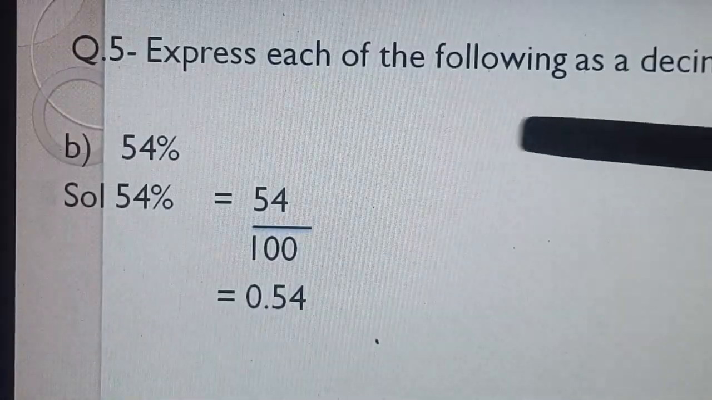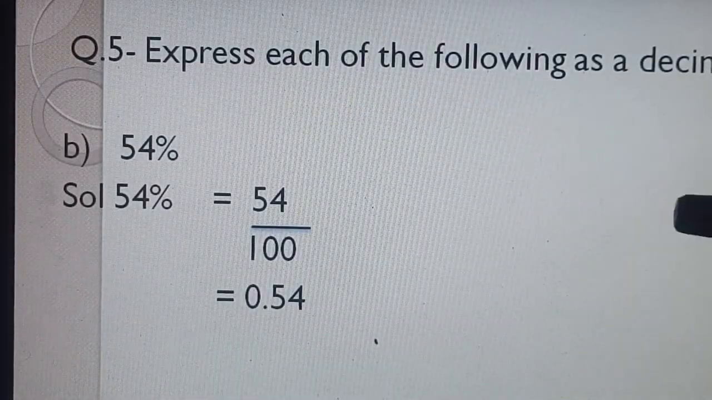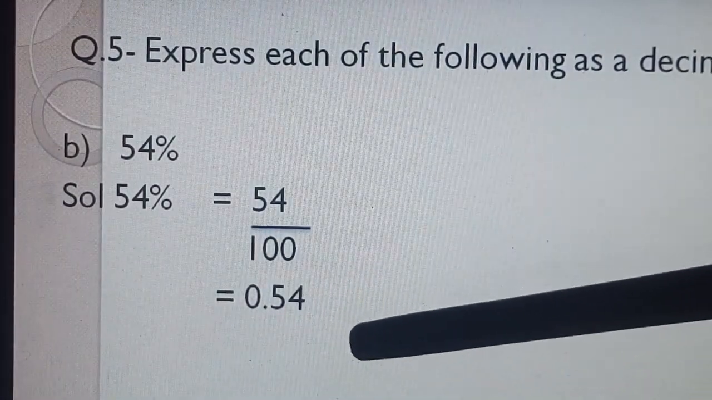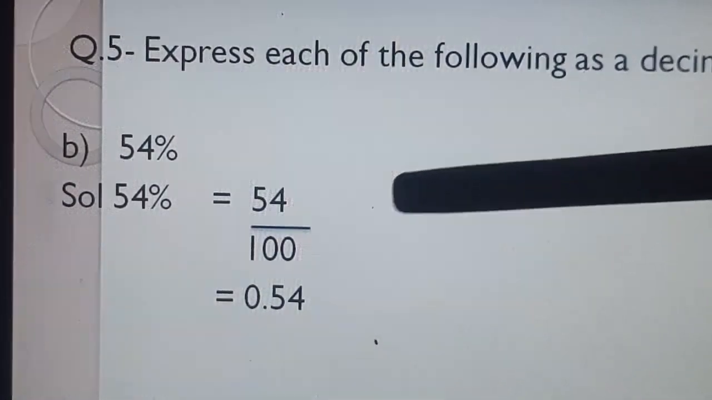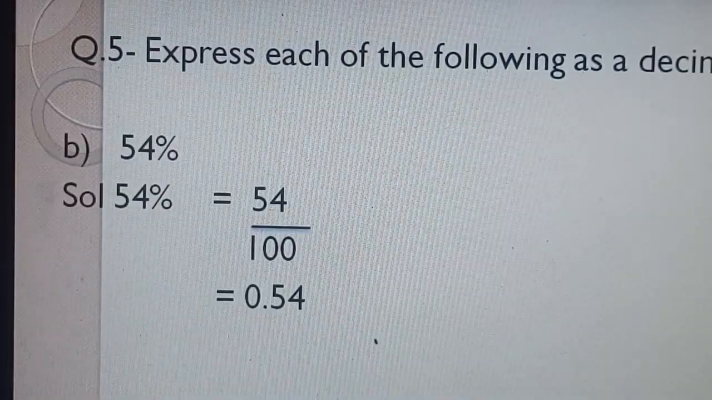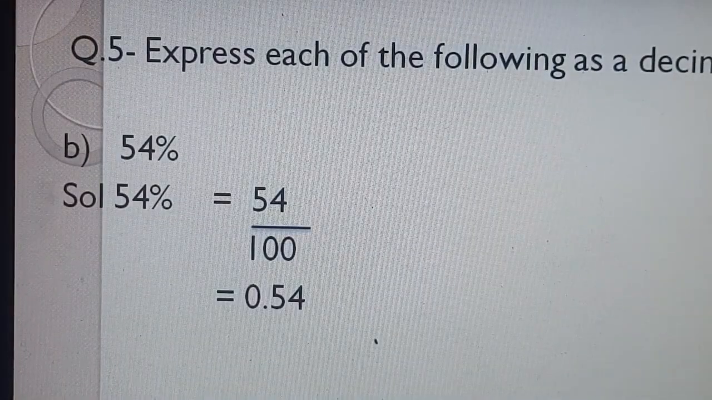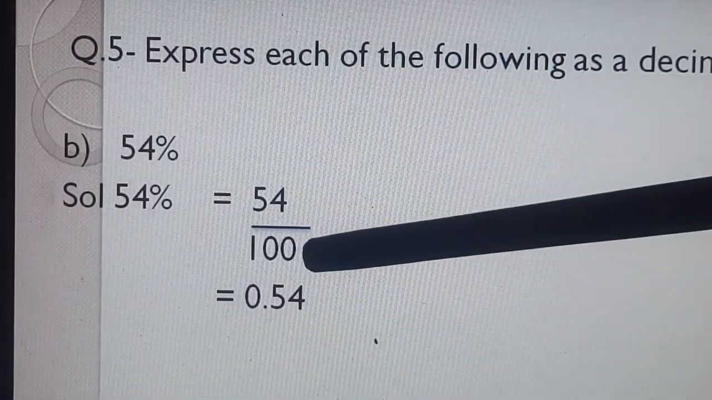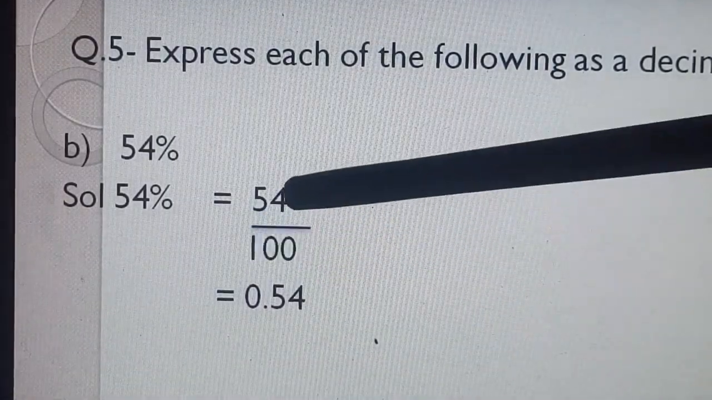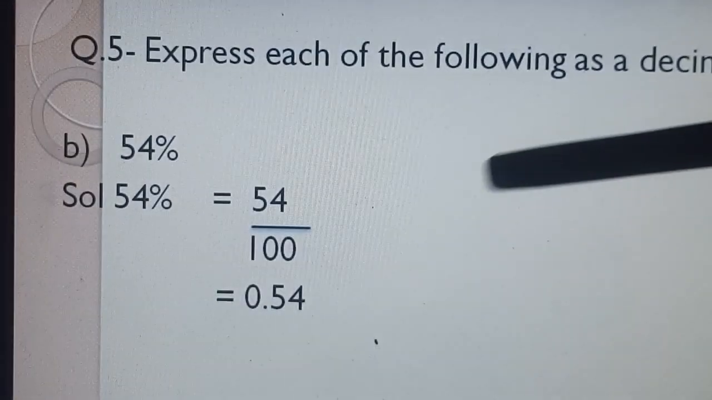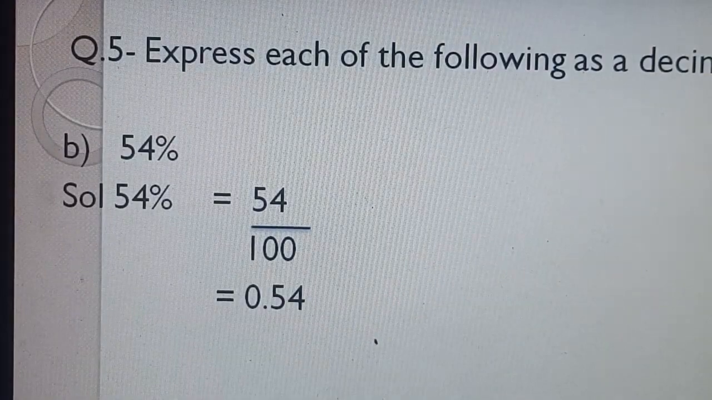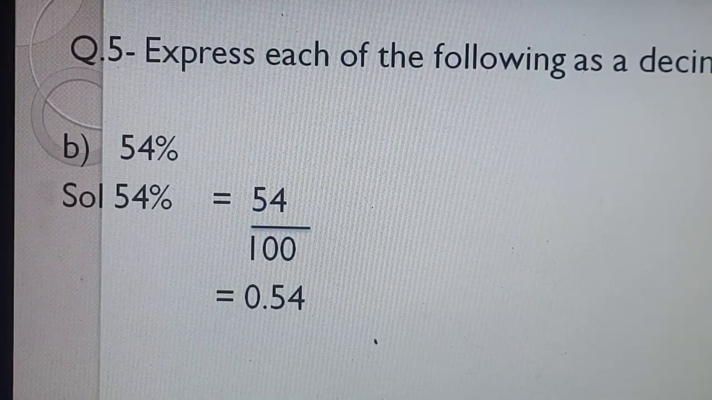Now it is given express as decimal. So we know that if there is 10, 100, 1000 at the denominator, we can directly insert decimal. We have done in the chapter of decimal this. Okay. So 54 upon 100. 2 zeros, 1 and 2. Put decimal here. Our answer will become 0.54. Got it?